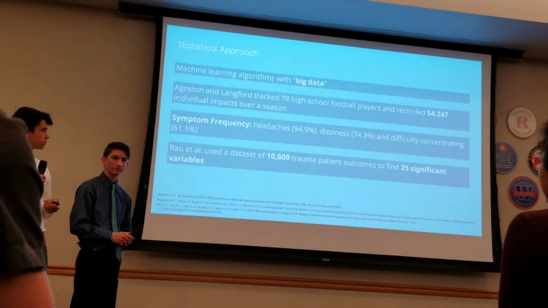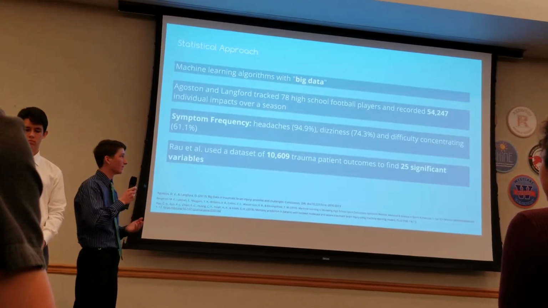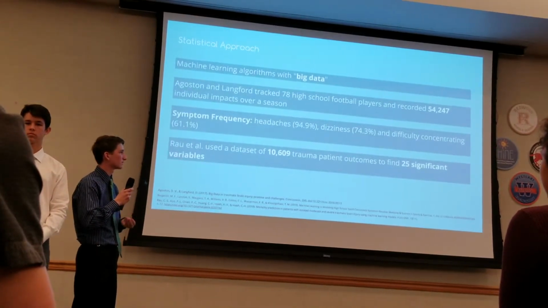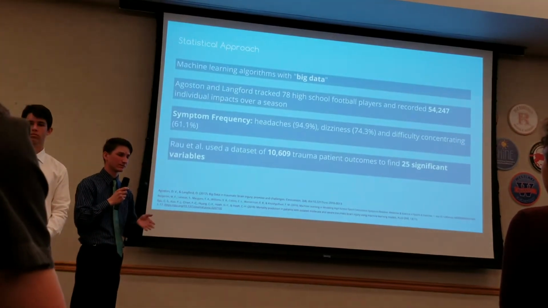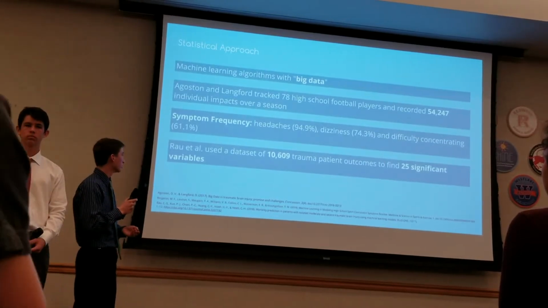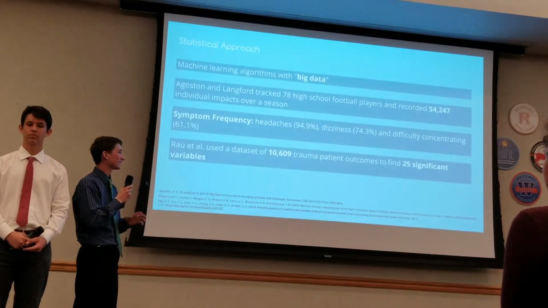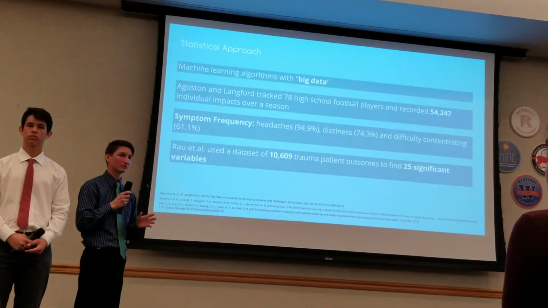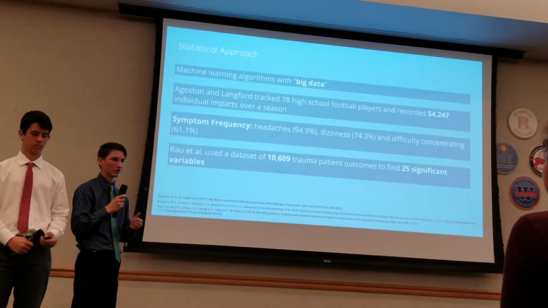It's a large amount of data which can be fed to machine learning algorithms such that they can train their models. Now, in this study, they were able to find the symptom frequency of each type. And using this data of headaches being 94% of symptoms, dizziness about 75, and difficulty concentrating 60, they can use this symptom data to diagnose a concussion. And then also, Raul et al. from the Changchun Memorial Hospital Foundation used a data set of 10,000 trauma patient outcomes to find 25 significant variables, which allow them to find 25 different areas that they can use to define whether someone has a concussion or not.